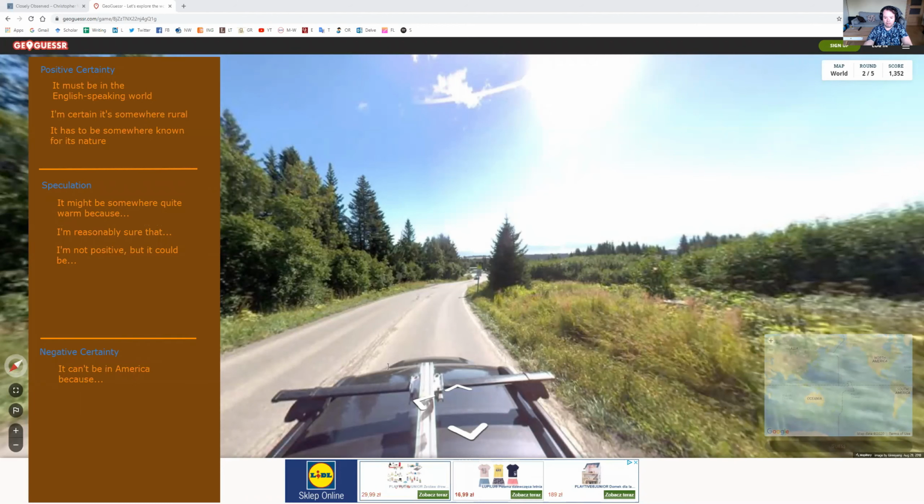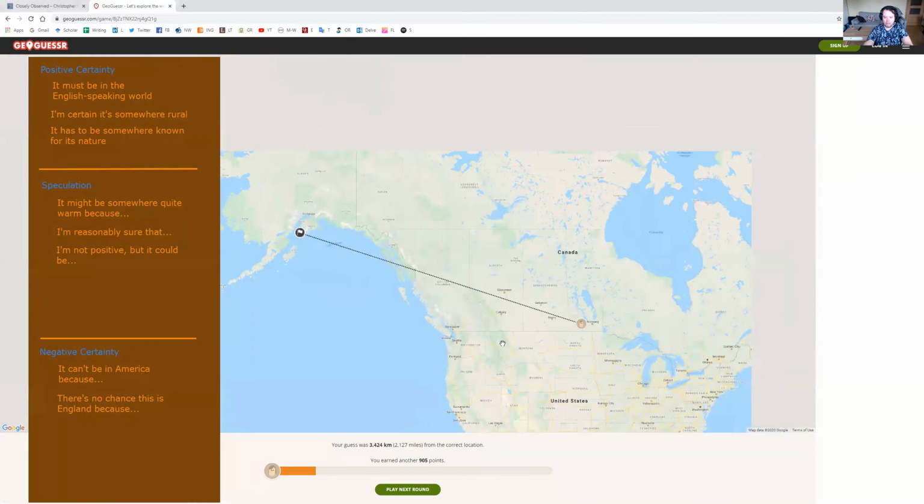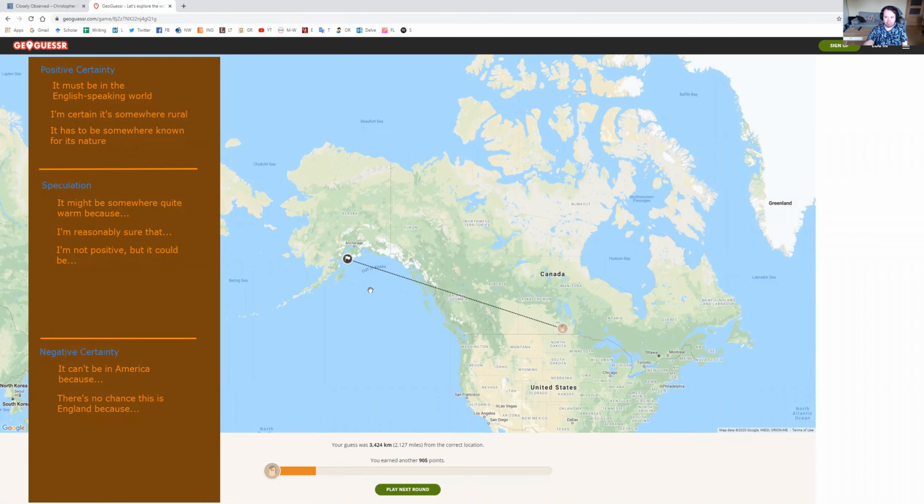And what do we think? Oh, this time there's no chance this is England because, well, to come back to the whole left side, right side thing, the car must be on the right side here. Okay, so let's take a quick guess and let's go for somewhere in the middle of North America. Interesting. Well, it was Alaska. Still, right continent. So that's pretty good.